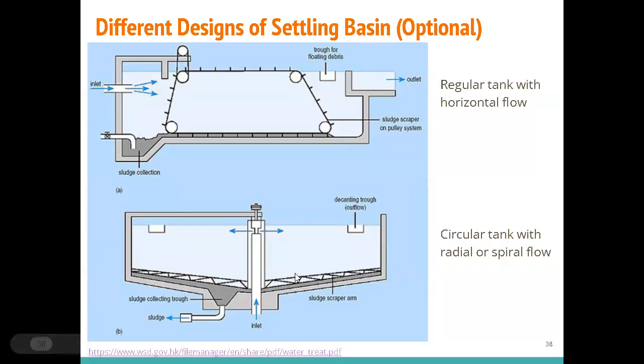Or it's in a circular motion. The sludge scraper arm here is supposed to go around. If you look at it from the top, it would be a circular shape tank. And then you will collect the sludge from below.